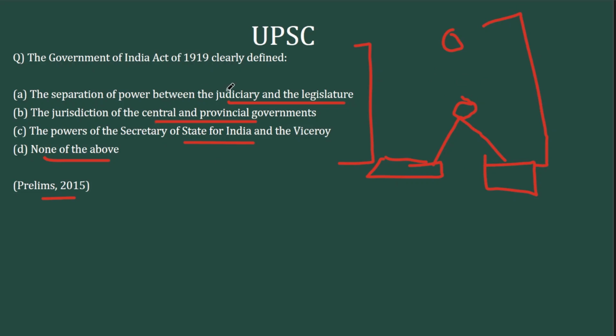Separation of power between judiciary and legislature. No mention of judiciary here. Jurisdiction of the central and provisional government. That's exactly what I just mentioned here. Now see third, powers of Secretary of the State of India and Viceroy. This came in the 1858 Good Governance Act. And none of the above is not correct. So the right answer here is option B.